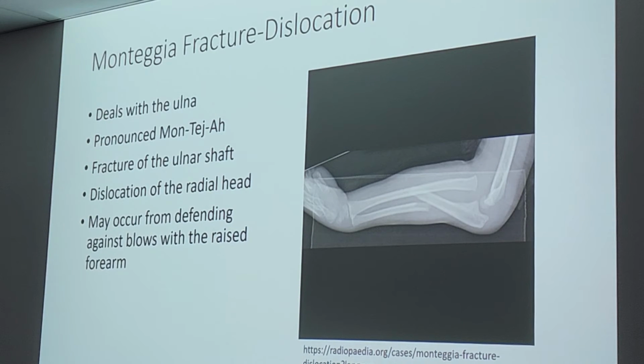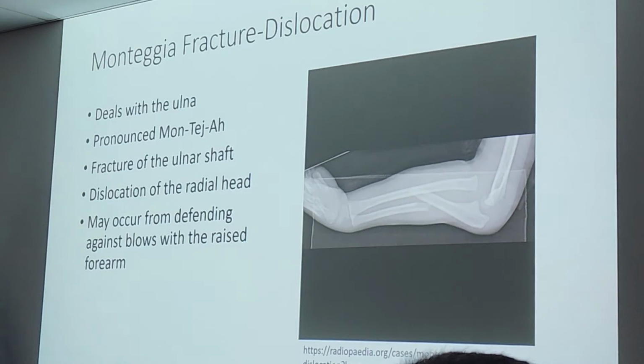So why does this happen? Right? Crazy person with a baseball bat comes after you. Right? You try to defend yourself. No, don't hit me. Bam. Right? You're trying to protect yourself. Ulna side is up. So ulna gets fractured and the force pops out the radius. Ooh. Do you see that? So that is major fracture dislocation.